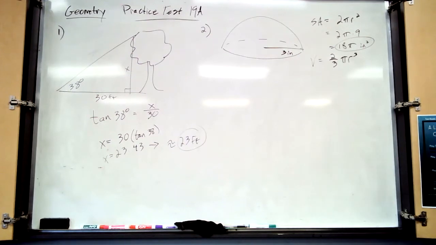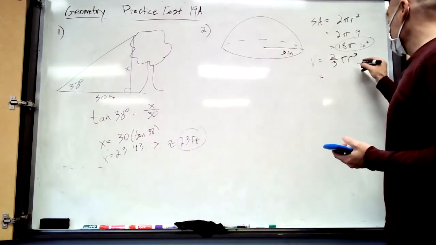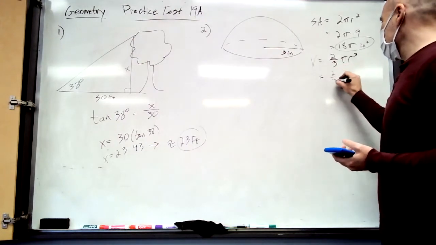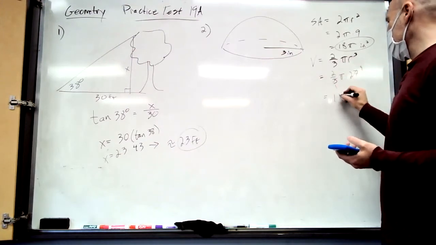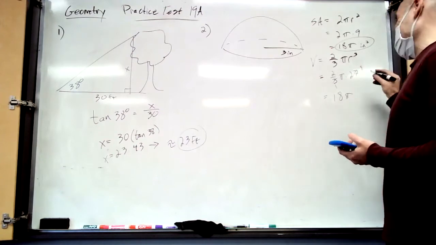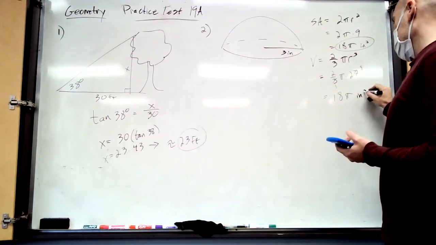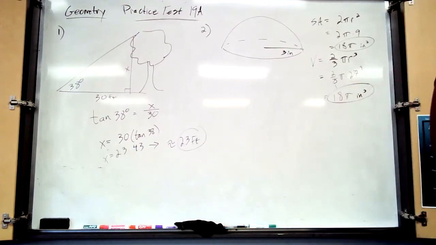Okay, let's do that. So r cubed is 27, so 2/3 pi times 27. That ends up being, only coincidentally, the same answer as the surface area. But it's not the same answer because 18 pi square inches is very different than 18 pi cubic inches. It's just coincidence that they have the same numbered answer. Completely different units.